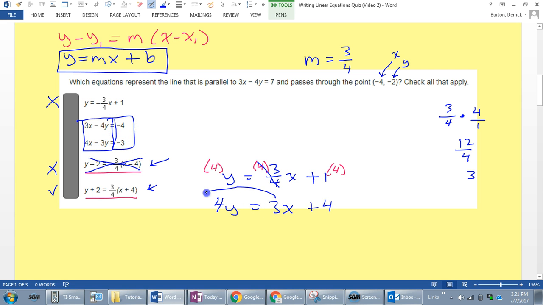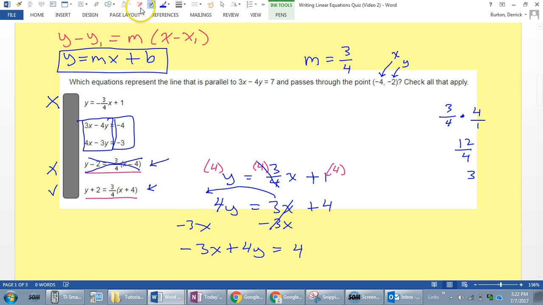I'm going to get this x over to the left. So I want to move the whole thing. So I'm going to subtract 3x from both sides. So that way, those are gone. So now I have negative 3x plus 4y is equal to 4.